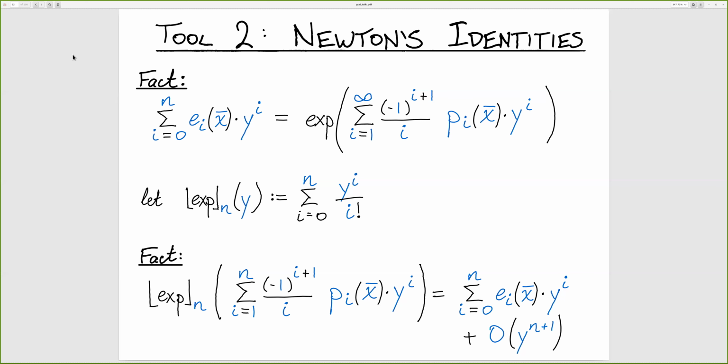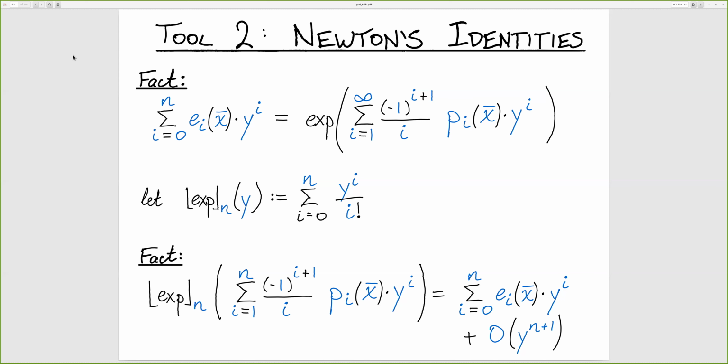This is some finite object. And if you expand this out, on the right-hand side you get the elementary symmetrics up to degree n, which is exactly what you want. And then you have some higher degree junk terms. So this is a finite identity that relates the power sums and the elementary symmetric polynomials.